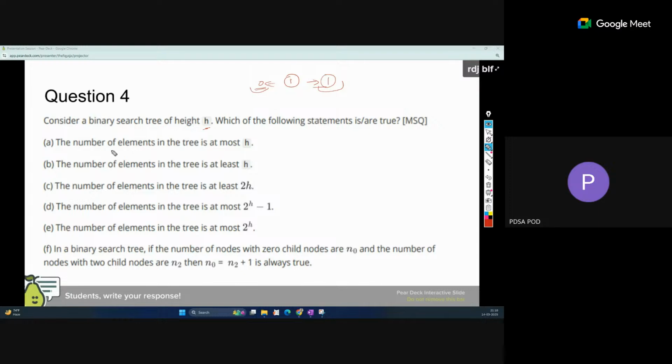Okay, so the height is h. The number of elements in the tree is at most h. Is this correct?